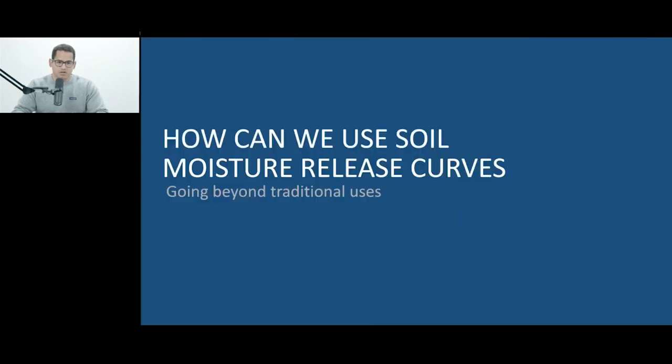So these are pretty basic examples. The plant stress ones where hydraulic conductivity was a limiting factor are a little bit beyond a traditional use of a soil moisture release curve. But what else can we do? I mean, what else can we learn from soil moisture release curves? There's got to be more information in the soil moisture release curve than just some of these plant water relations.